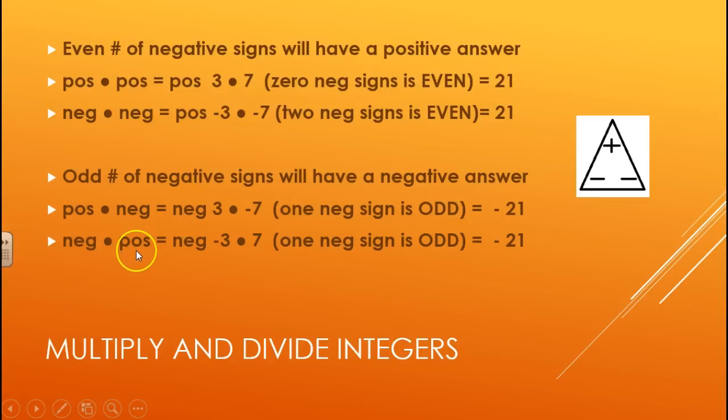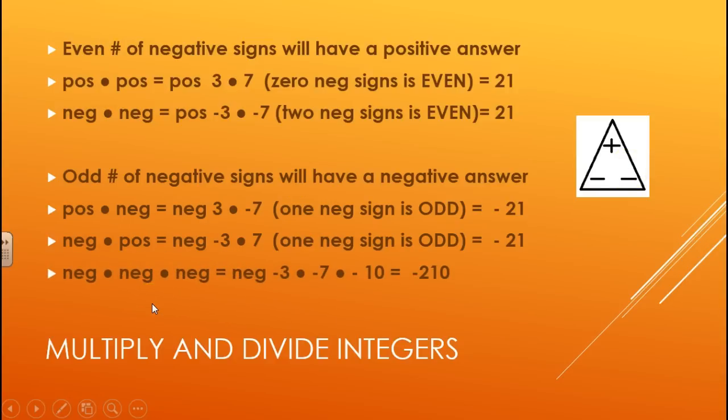A negative and a positive. This is quite literally what we just said, but put the negative on the 3 instead. The 3 is negative, the 7 is positive. That's still just one negative sign, which is odd, so you have a negative answer. So let's pretend we covered up these two guys. We covered up the negative for the 3 and the positive for the 7, and oh look what's left, a negative answer.